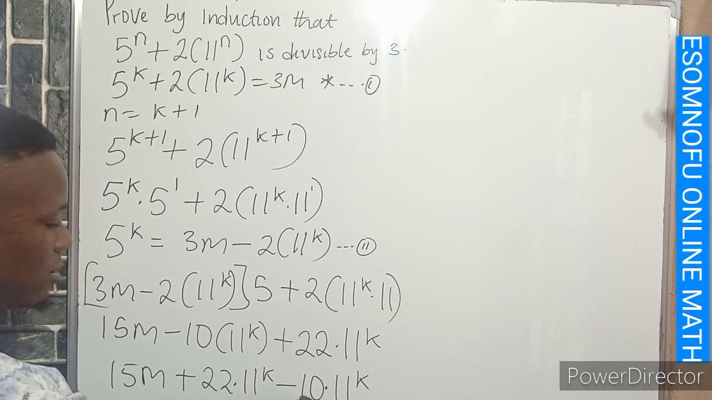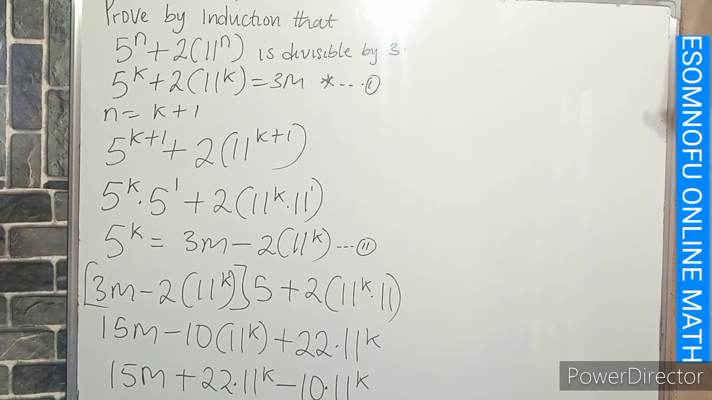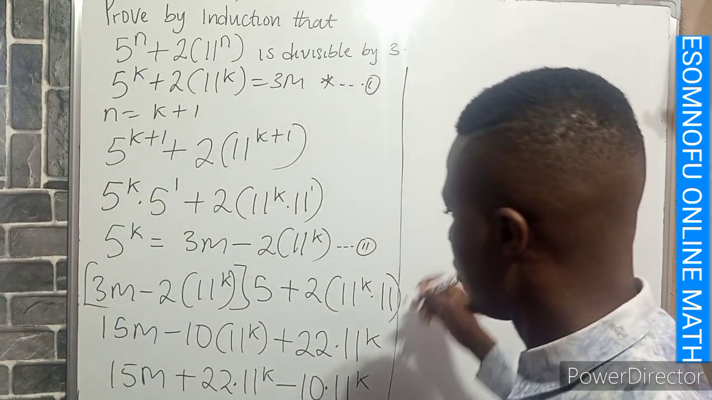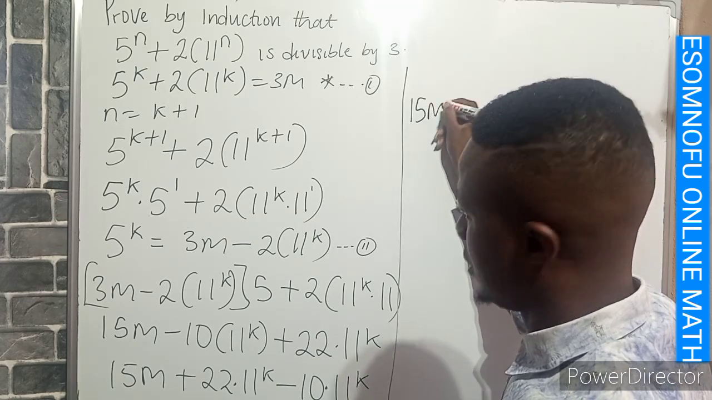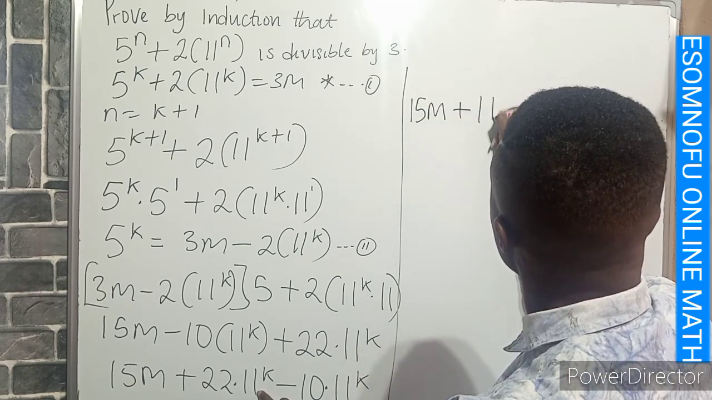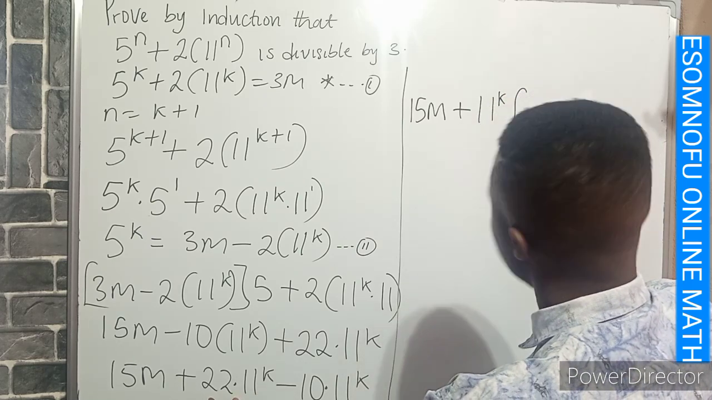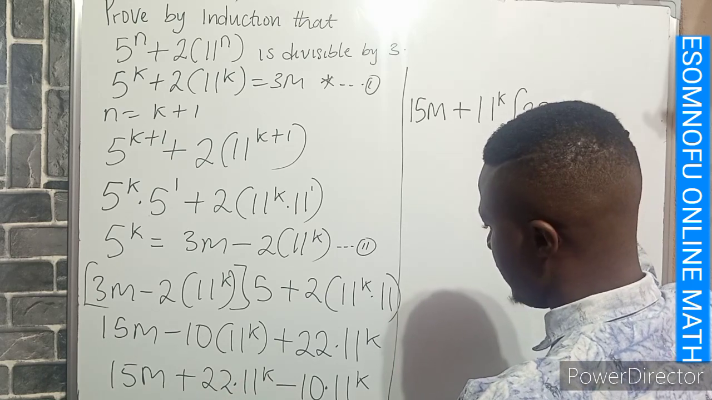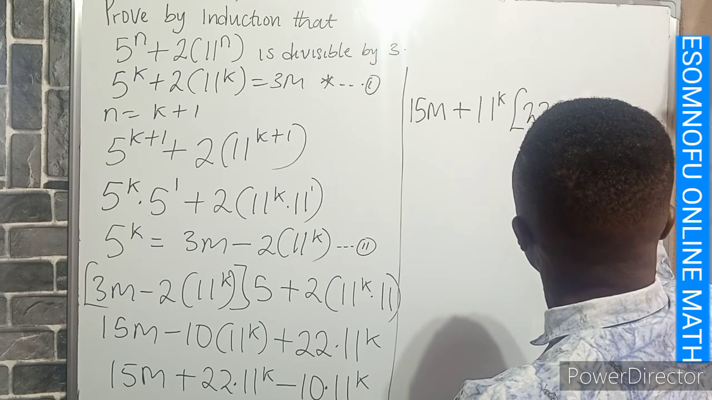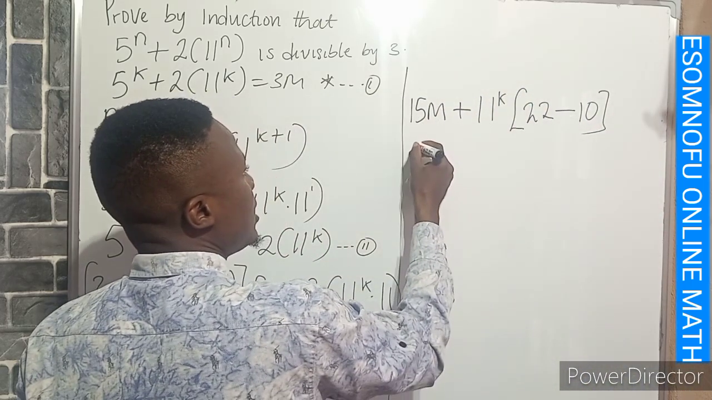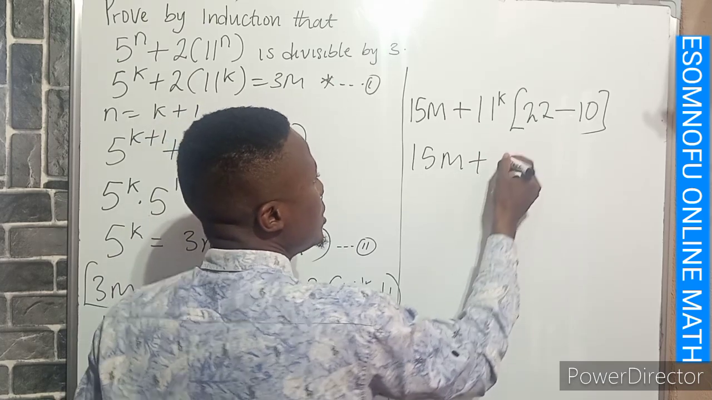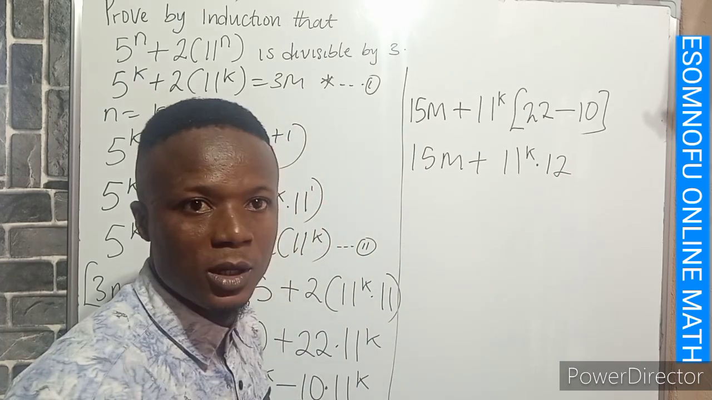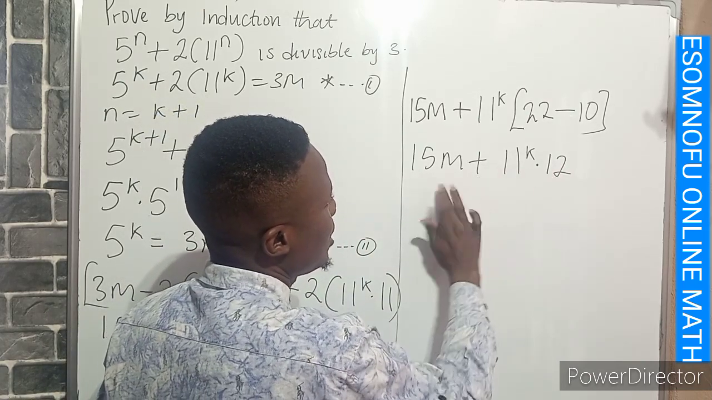If you look up here towards the right, you see that 11 to the power of k is common, so you are free to factor it out. When I do that, I will have 15m plus 11 to the power of k into, I'll be left with 22 here because dividing by 11 to the power of k, 22 is left. If I divide by 11 to the power of k here, minus 10 will be left. So we now have 15m plus 11 to the power of k times 22 minus 10, which gives us 12.